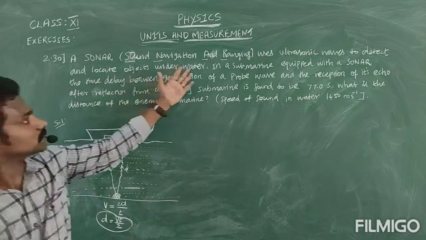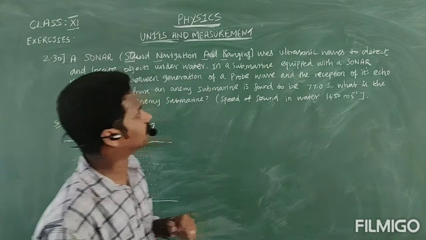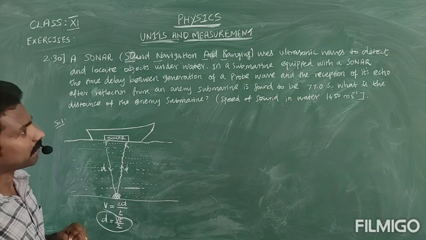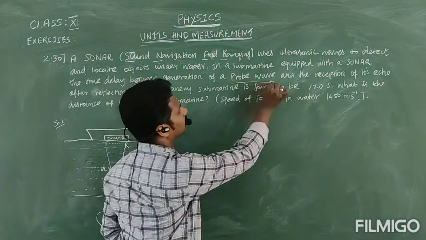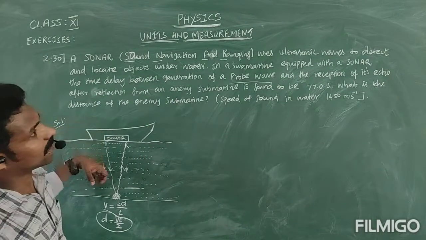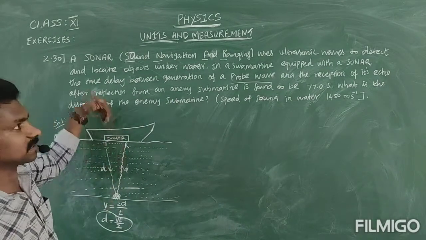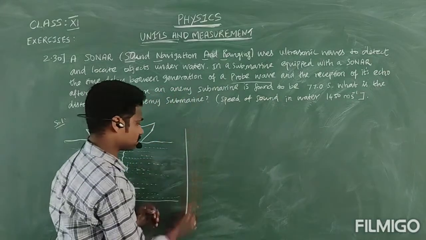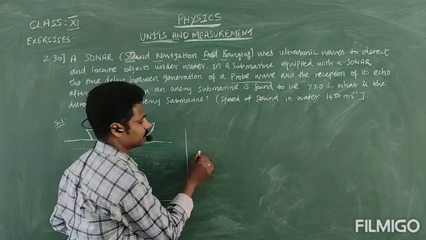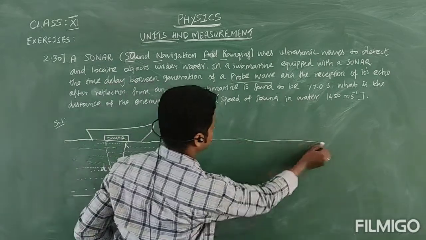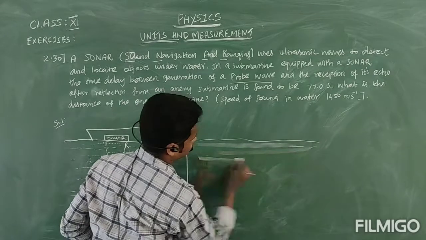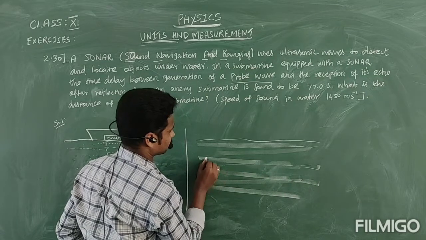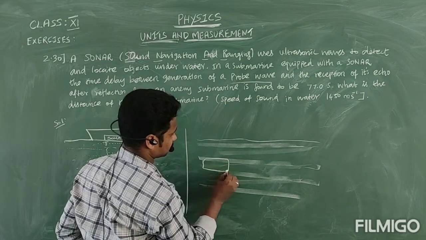So see that. So in a submarine equipped with the sonar, the time delay between the generation of the probe wave, that means it's a transmitting wave, and then the reception echo, that is a receiving signal, after reflection from the enemy submarine. Okay, see that the same concept. Say for example, this is our tank. Okay, so it is a water surface, this is under the water, it's underwater. Say for example, this is our sonar equipment, or otherwise this is our submarine.